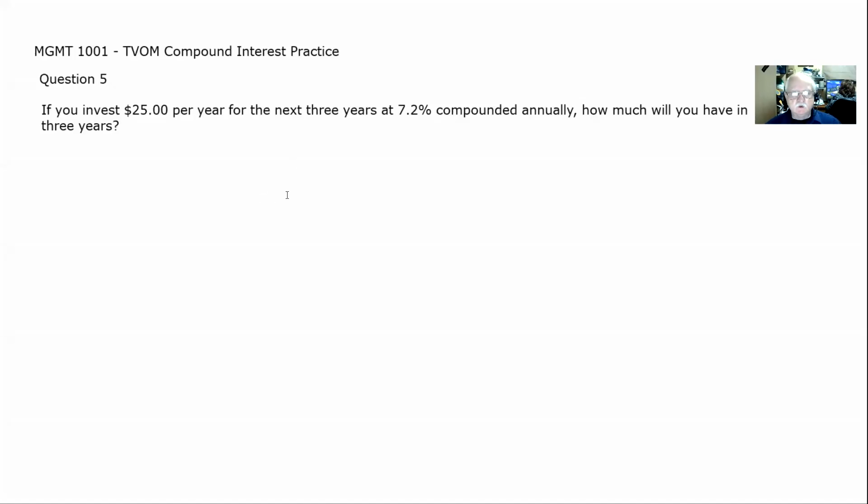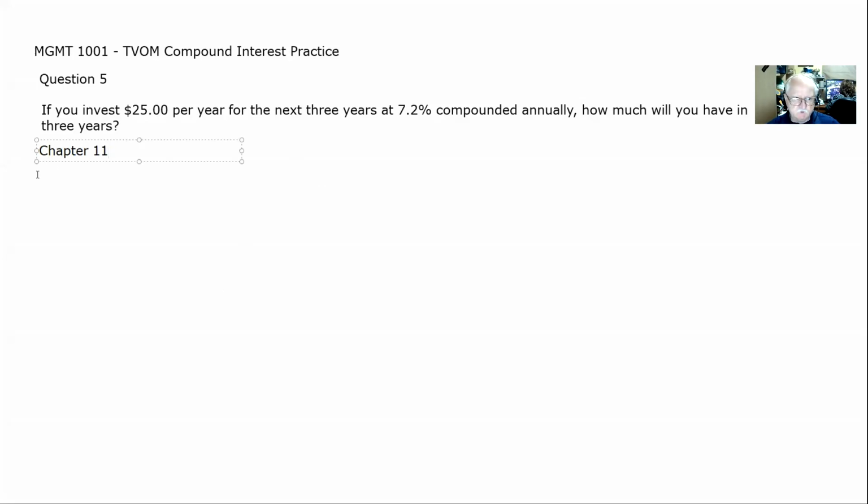So we're looking at a question that looks very similar to question 5 on the homework that you've been assigned. If you invest $25 per year for the next 3 years at 7.2% compounded annually, how much would you have in 3 years? So in terms of where this is coming from in your textbook, this is chapter 11.